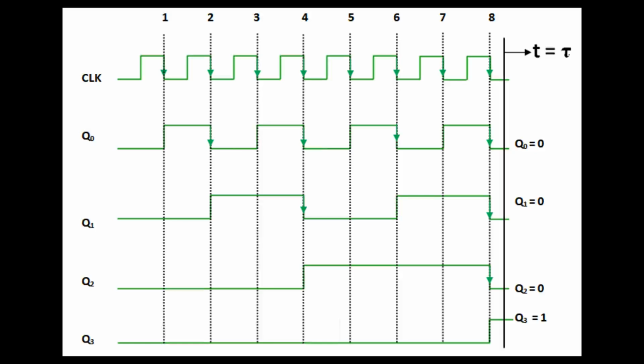We will see what is the value of each flip-flop at the time t equal to t1. Q0 value is 0, Q1 value is 0, Q2 value is also 0, only Q3 value is 1. So the answer is 0, 0, 0, 1. So the correct option is option B.